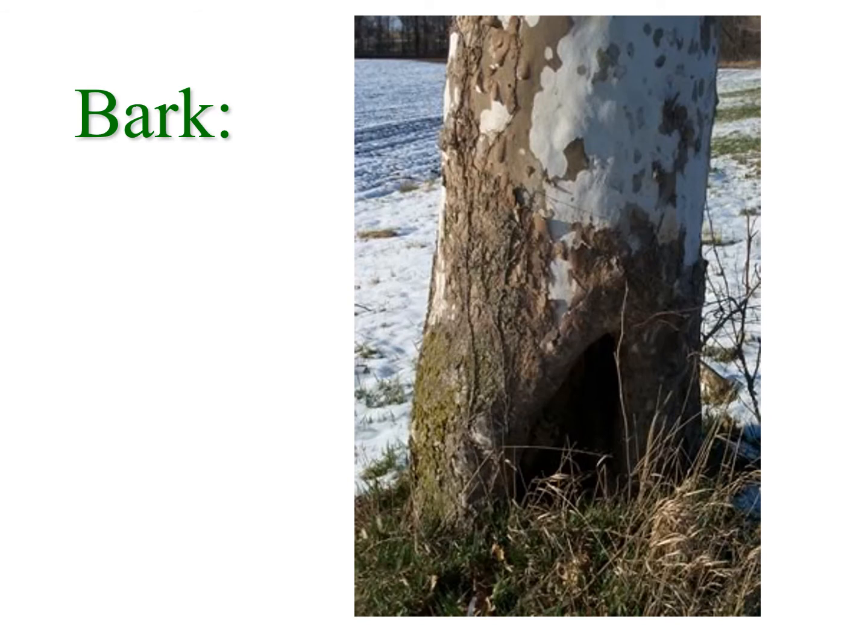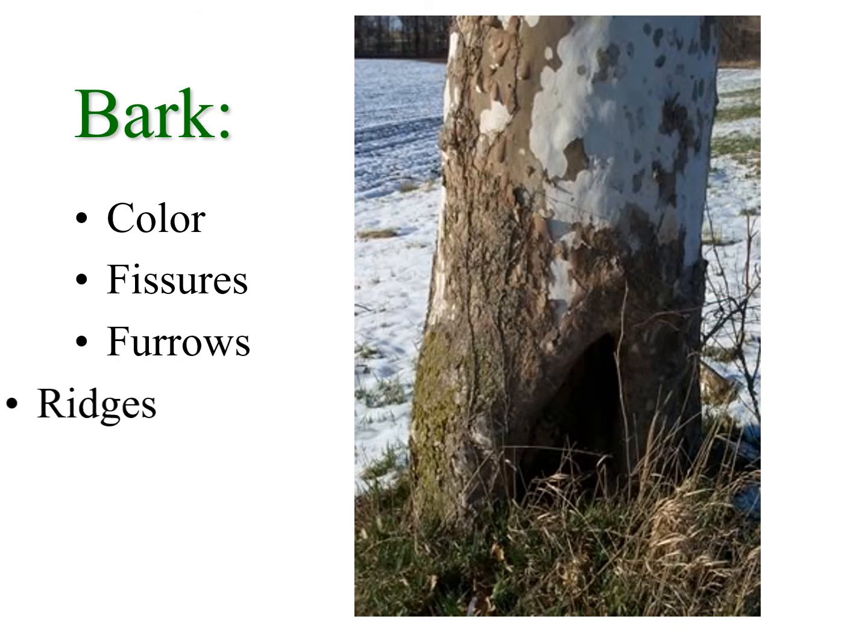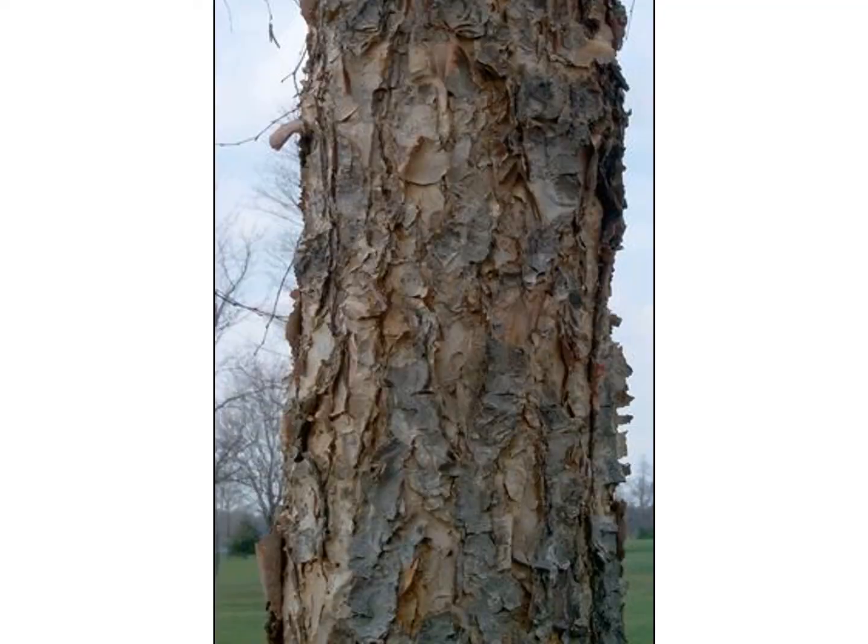Bark may be another helpful feature to identify a tree. When evaluating the bark, look at such features as the color, fissures, furrows, and thickness. The tree in the photo is sycamore or Platanus occidentalis. The bark in this photograph belongs to river birch. It can be confused with black cherry, so again, it is important to use multiple features to confirm the identification of the tree species.